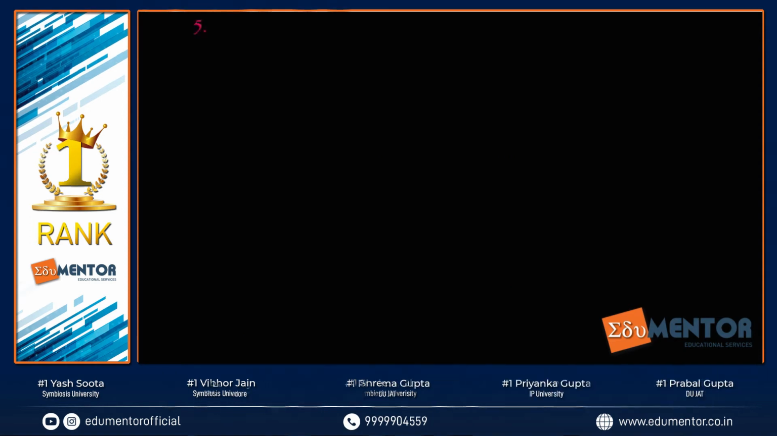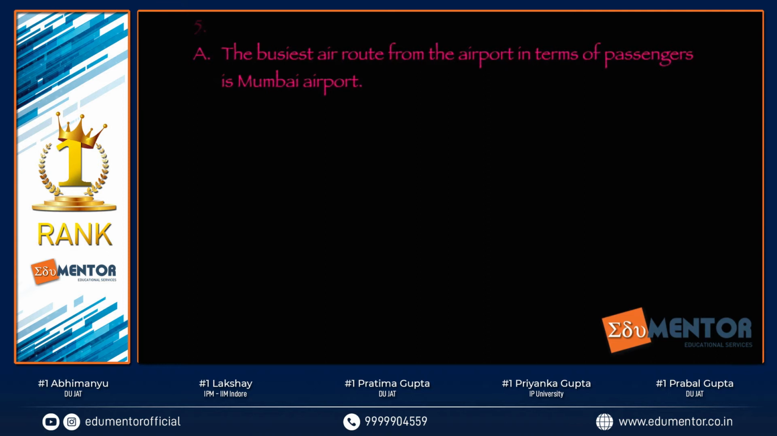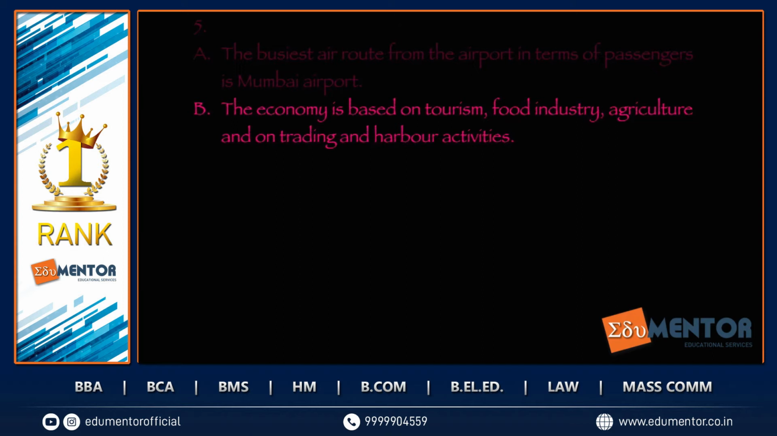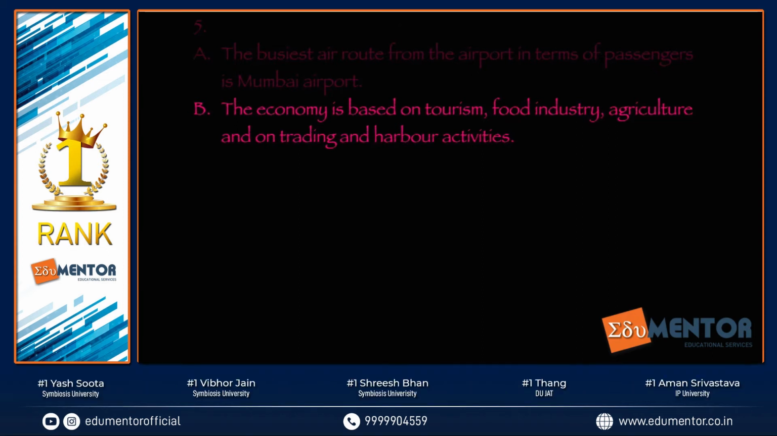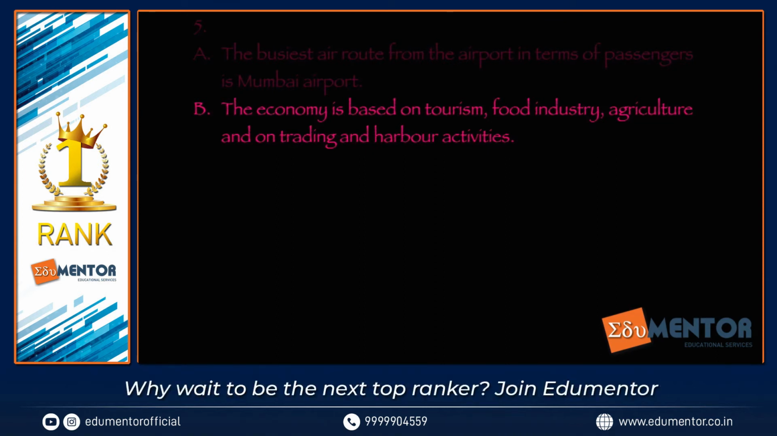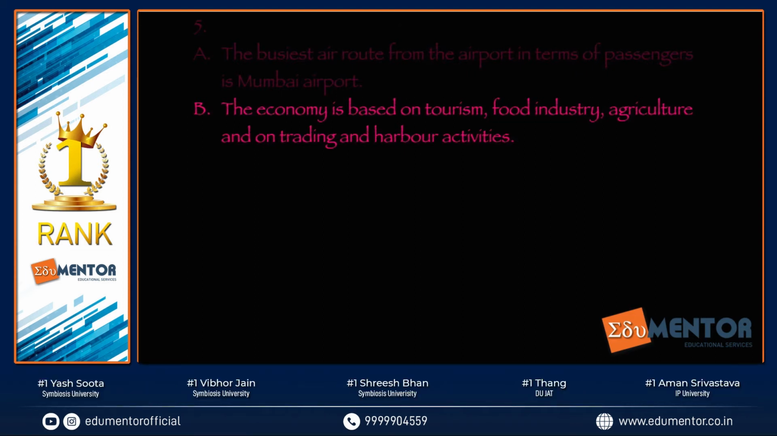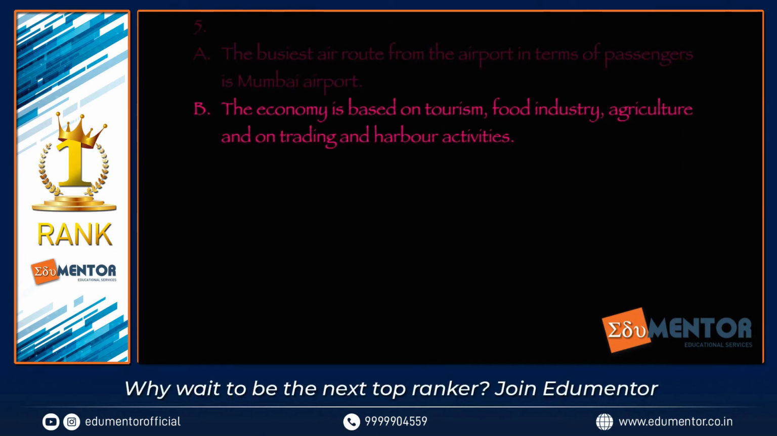Look at the next one. The busiest air route from the airport in terms of passengers is Mumbai Airport. Now, there is no particular error. Let us move ahead. The economy is based on tourism, food industry, agriculture, and on trading and harbor activities. Now, when you speak this, there is a little error that is of parallelism. So, I should have said the economy is based on tourism, food industry, agriculture, and on trade and harbor activities. Why? Because I can't use one particular word in ing out of nowhere. You need to follow one particular structure while writing one sentence. So B is clearly incorrect.